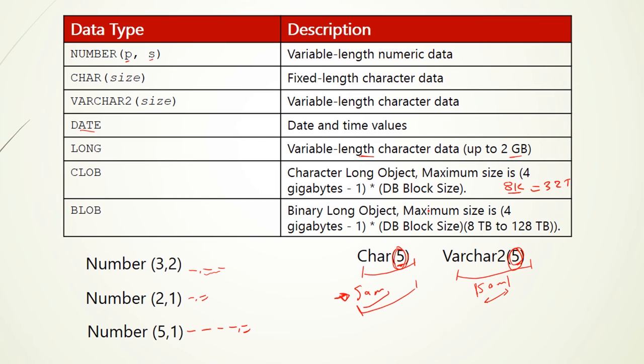BLOB is a binary large object. The maximum size is also 4 gigabytes minus 1 multiplied by the database block size. The database block size, as we said before, can be 2K, 4K, 8K, 16K, or 32K. If the database block size is 2K, that means we can store up to 8 terabytes. If it is 32K, that means 4 giga minus 1 multiplied by 32K, which is around 128 terabytes. Binary large object, or BLOB, can be used to store binary data like images, videos, documents, PDFs, and so on.